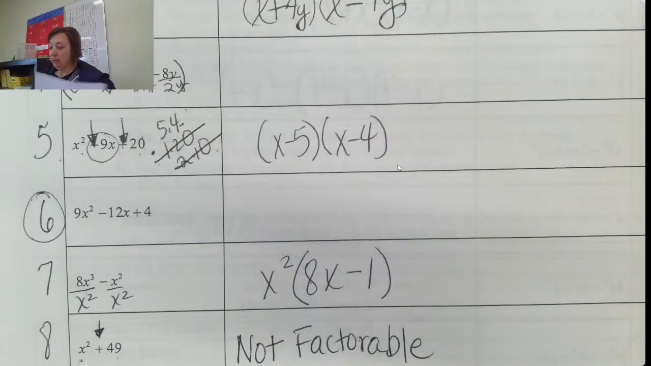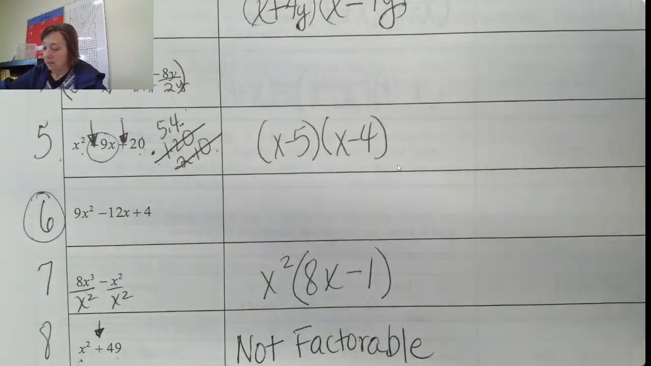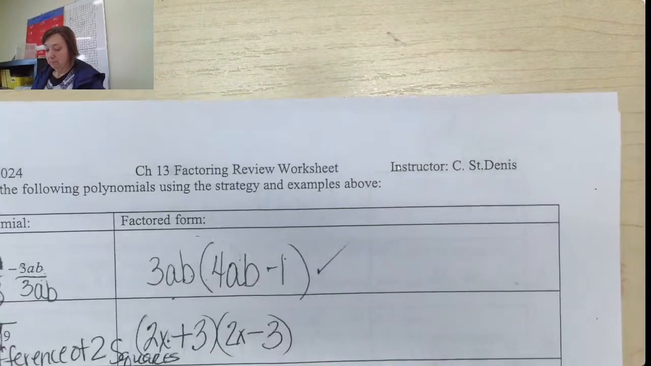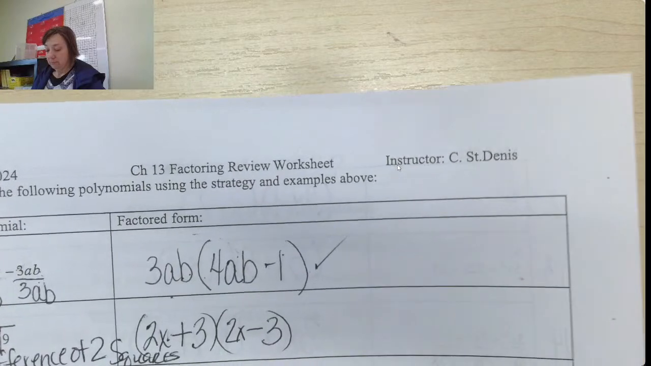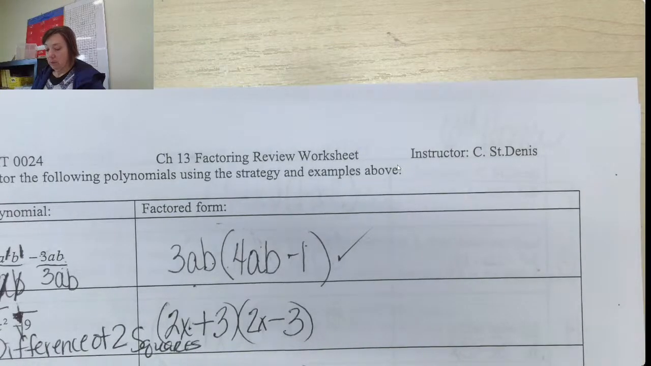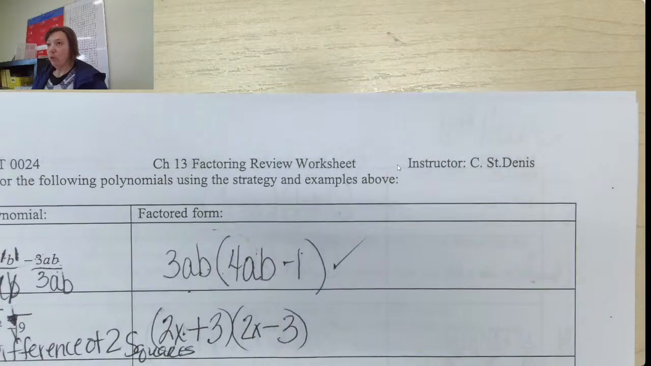We already did number 3. What number 6? What was the answer? I think I already did. Number 3 was x plus 4y, x minus 4y.